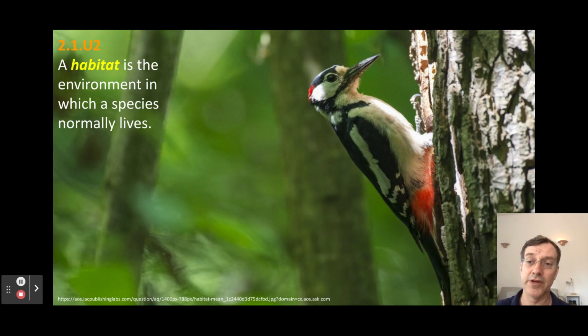Another big definition you need to know is habitat. I think most of you are probably familiar with this from grade school or middle school classes, but it is the environment in which a species normally lives. In this picture, you've got a northern spotted woodpecker, and this appears to be a temperate deciduous forest where it's found.